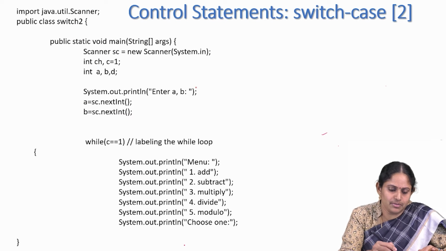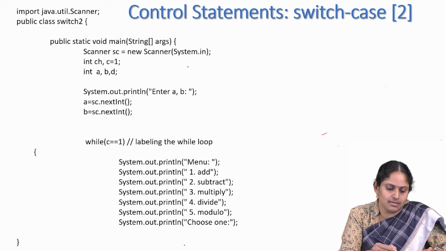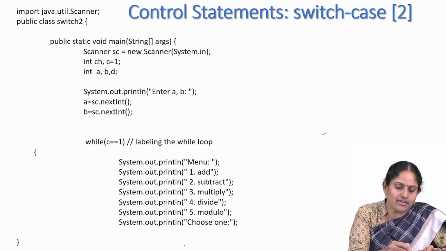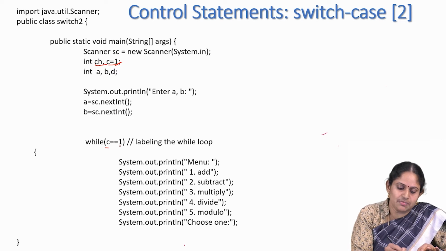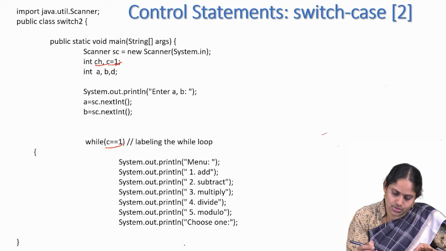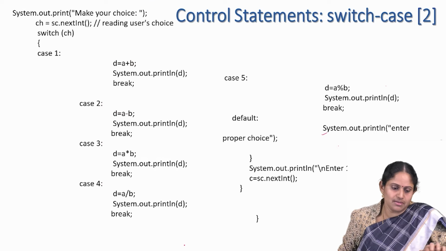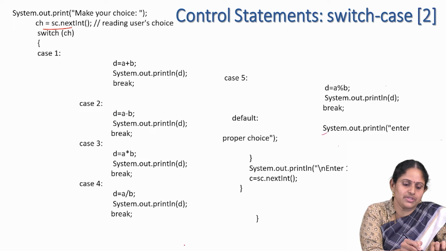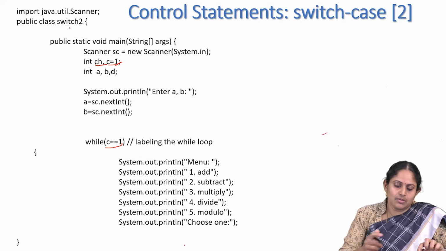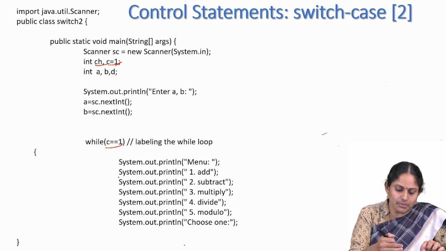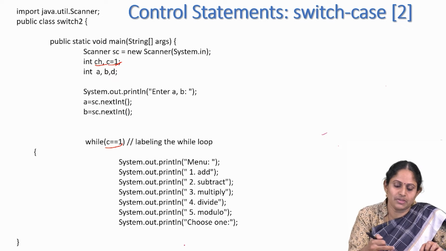Here we have two variables ch and c. C is initialized to 1. ch is the switch variable. Now C is used to loop these statements. We have to loop these statements.